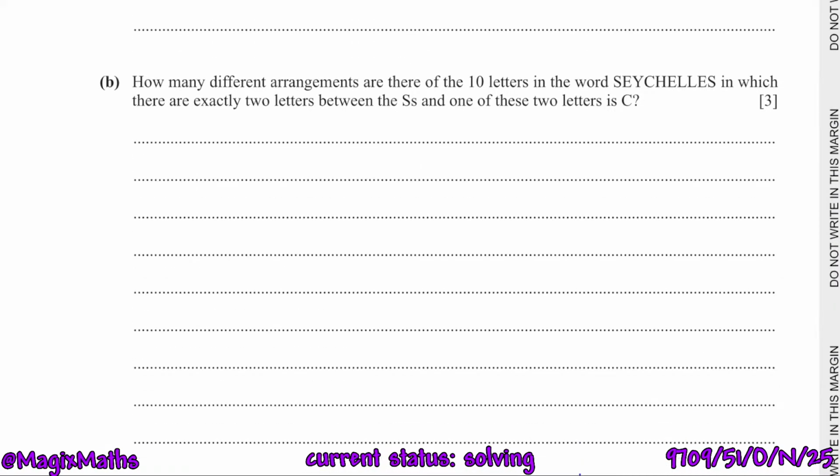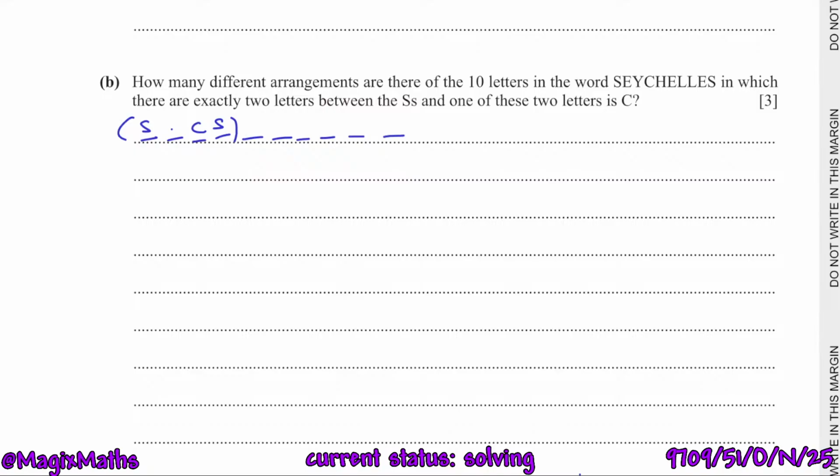Okay, how many different arrangements are there of the 10 letters which have exactly 2 letters between the S's, and one of these 2 letters is C. So let's draw up our slots here. One of these 4 should be here, and then it's a something and a C. And then it's free to go in any of these slots.